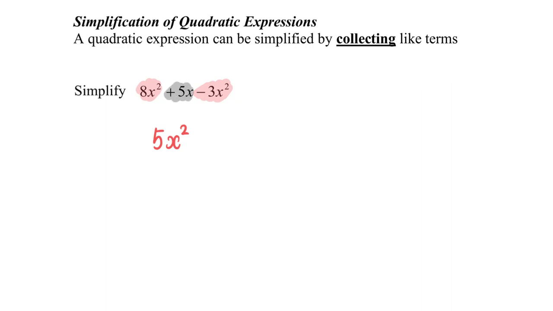and positive 5x, and we are done simplifying already because do take note, x squared and x are unlike terms, so we cannot simplify them further. This will be the answer for this question.